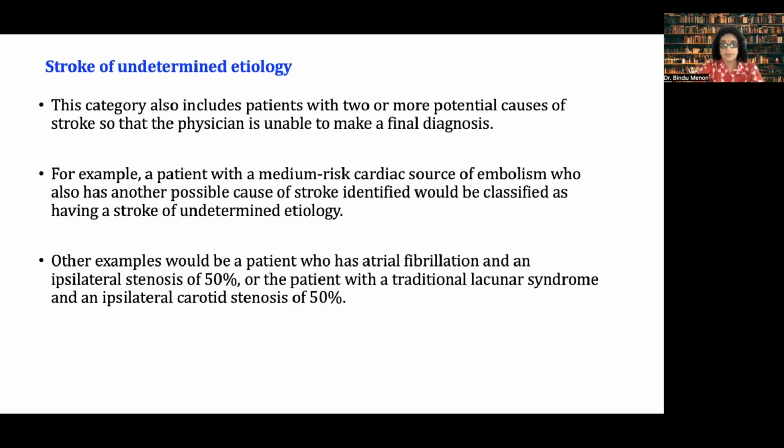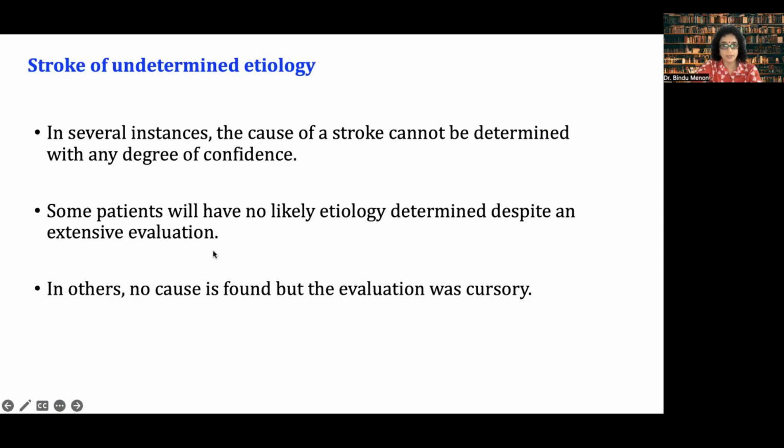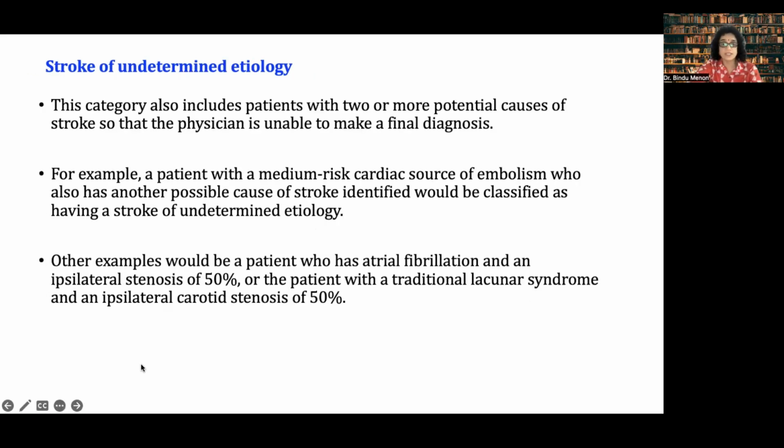The last category is stroke of undetermined etiology, which also applies when there are two or more potential causes. So one is where the cause cannot be determined even after extensive evaluation. Another is when the evaluation itself was cursory. And the last is when there are two or more potential causes of stroke. As I said, there is a cardioembolic stroke: an elderly female of 75 years with atrial fibrillation, who also has MRI features classical of more than 1.5 centimeter cortical strokes. That can also be due to the cardioembolic source, but both are there, both high-risk cardioembolic and large artery. So we keep it under the category of undetermined etiology.